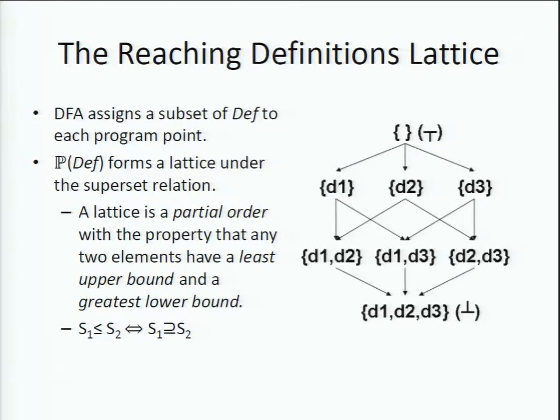Okay, in order to answer these questions, I have to go into a little bit of discrete maths, and that's lattices. We have the set of definitions def in the program, and data flow analysis assigns a subset of def to each program point. Now the power set of def, which is the set of all subsets of def, forms a lattice under the superset relation. So what is a lattice? A lattice is simply a partial order with the extra property that any two elements have a least upper bound and a greatest lower bound.